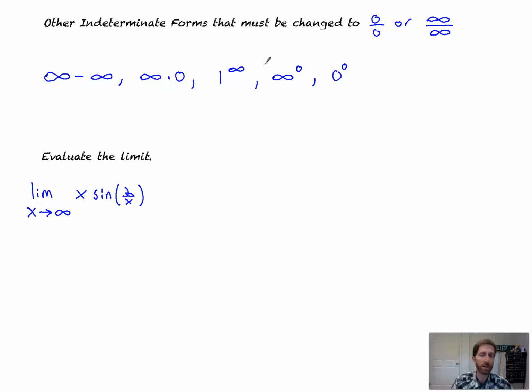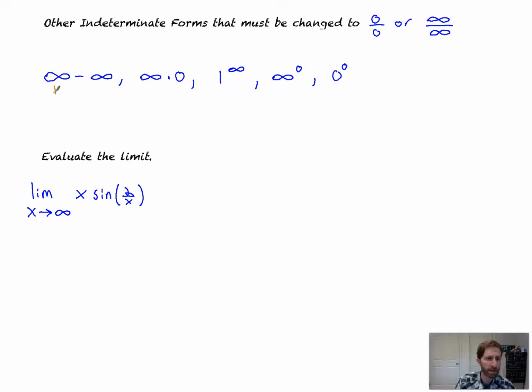Now, depending on what the indeterminate form is tells you what you need to do to get them into this form or that form to use L'Hopital. So if you're in one of these forms, you've got to manipulate the function or expression so that you can then get it into 0 over 0 or infinity over infinity to use L'Hopital. You can't go straight from this form to L'Hopital.